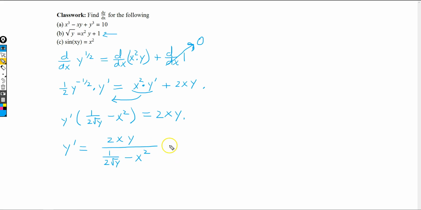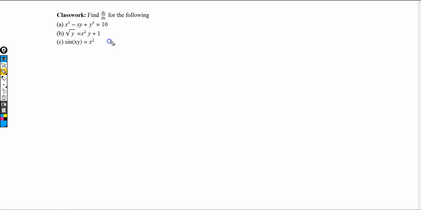Now this could be simplified a little bit by multiplying top and bottom by 2 root y to get rid of this fraction. So you could multiply top and bottom by, and then this would simplify as, and there you go. There's dy dx. Let's take a look at part C now.